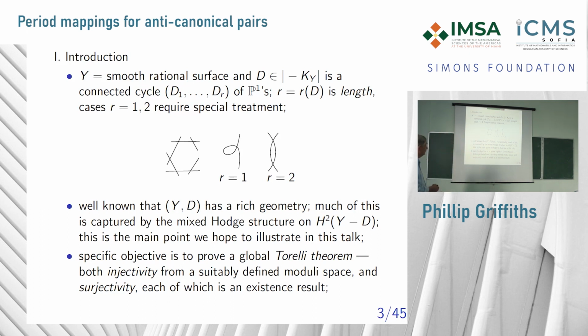So to explain the result, it's dealing with a smooth rational surface and an anti-canonical divisor. So an anti-canonical divisor looks something like this, except for where R is the length, and the special cases are these. And it's well known that the pair of algebraic surface and an anti-canonical divisor has a very rich structure.